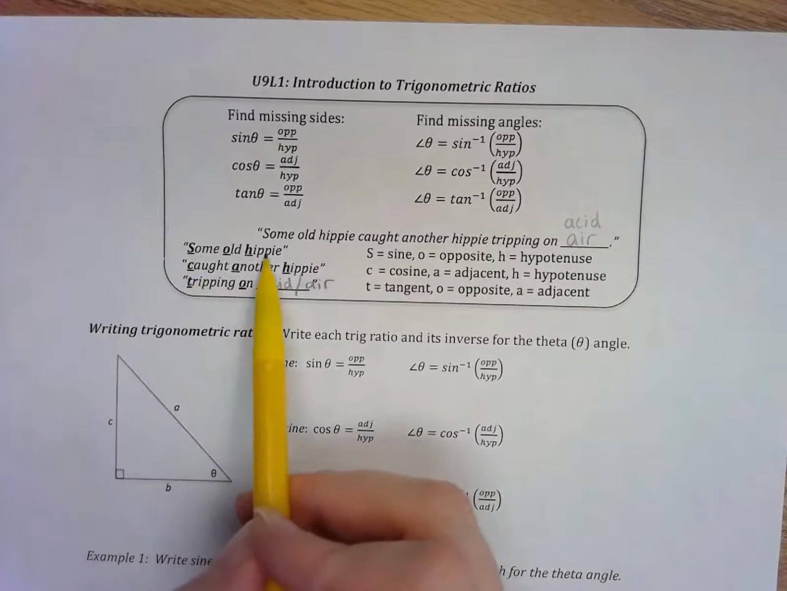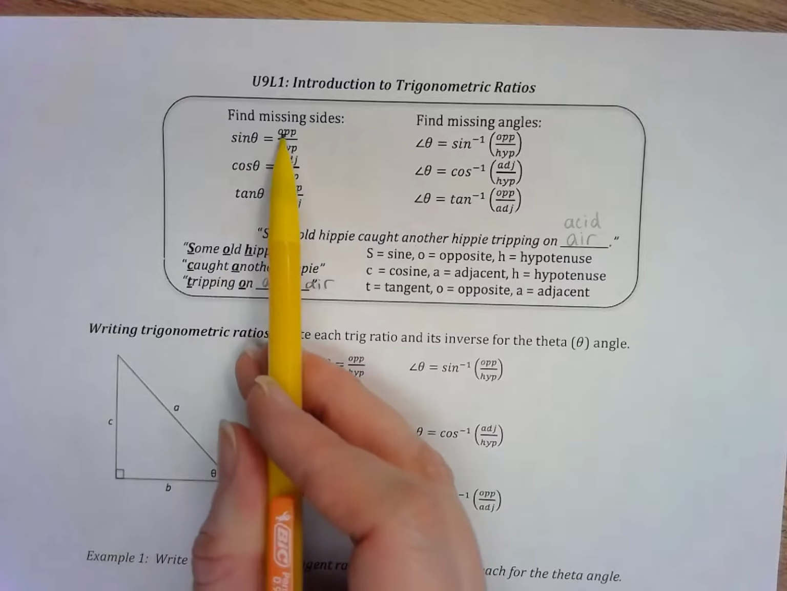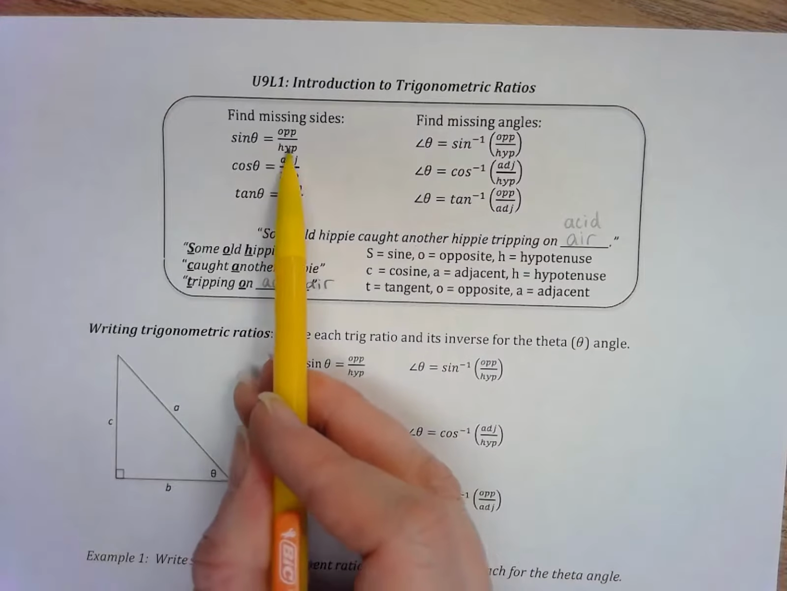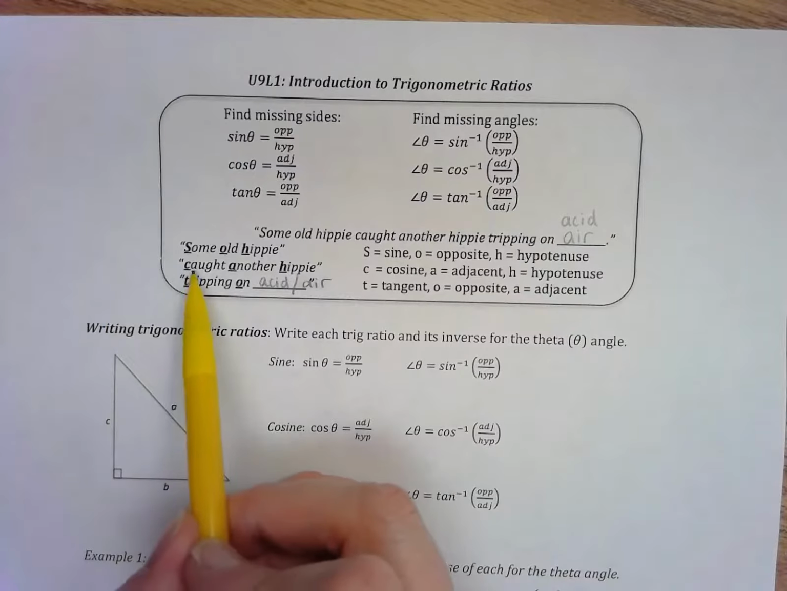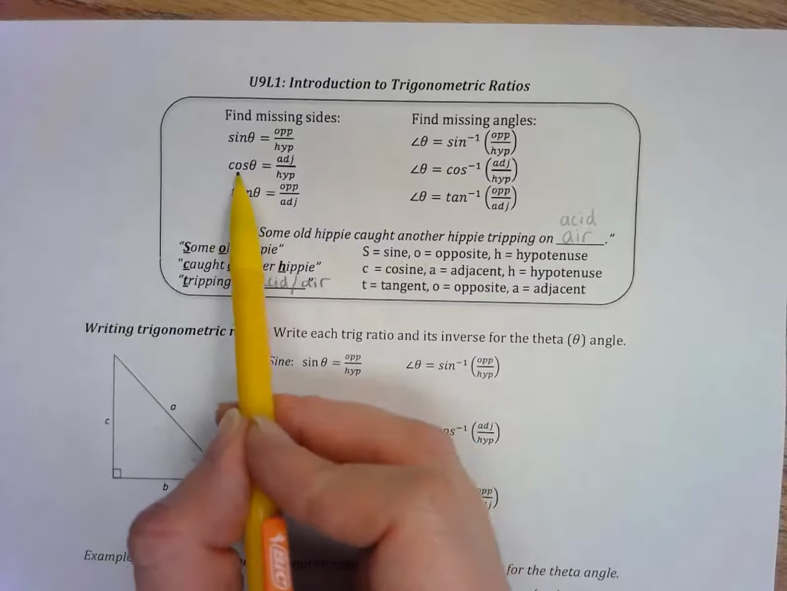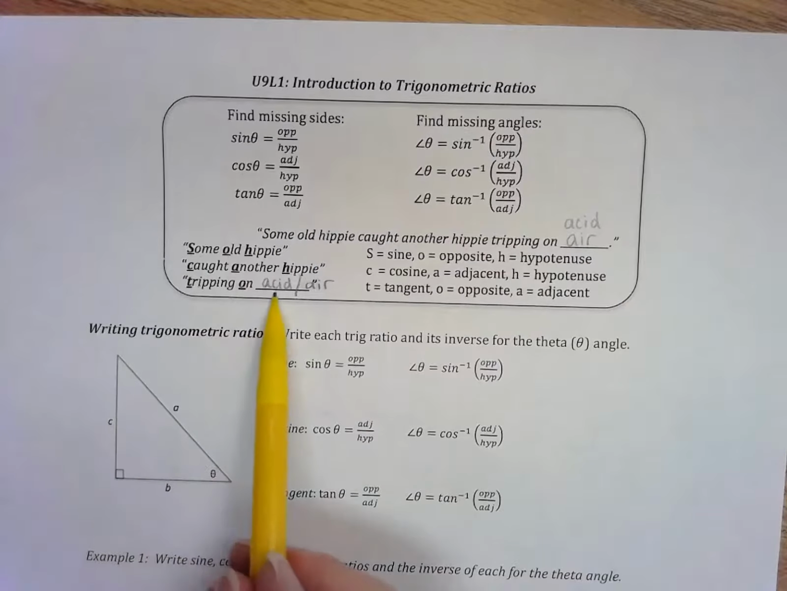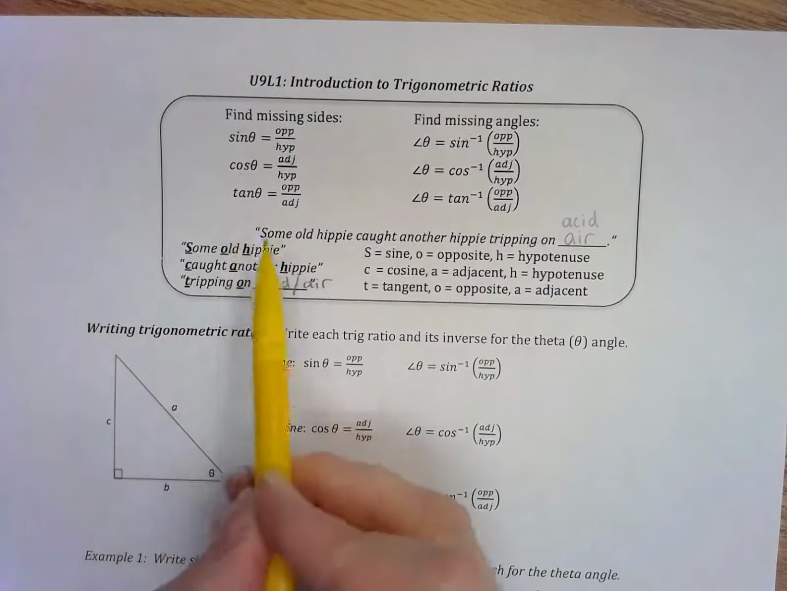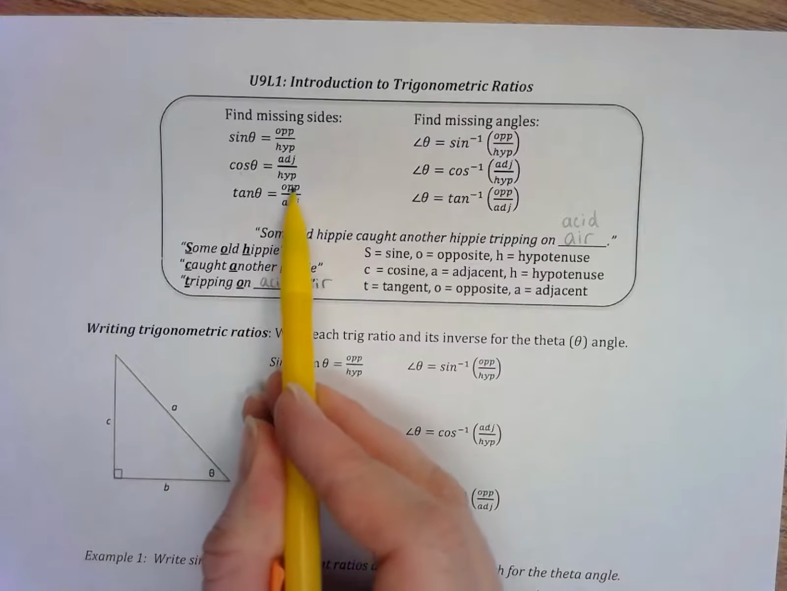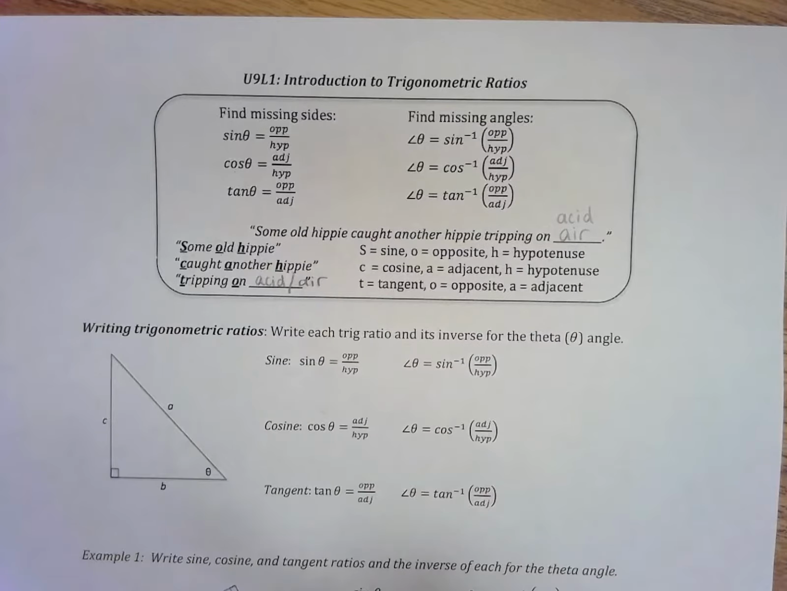So some old hippie: the S stands for sine, old stands for opposite, hippie, hypotenuse. So that can help you remember the sine ratio. Caught another hippie, so cosine, adjacent, hypotenuse. Tripping on acid or air, whichever one you learn: T for tangent, on for opposite, and the A for adjacent.